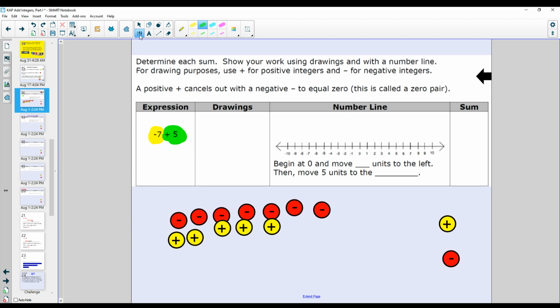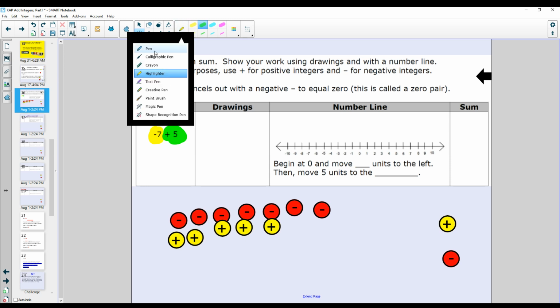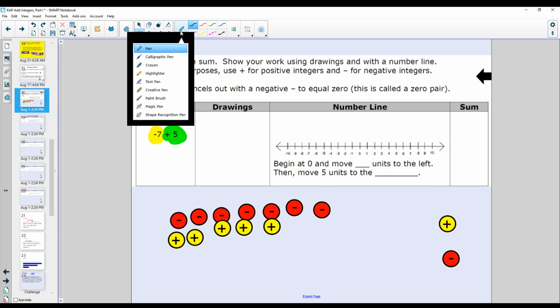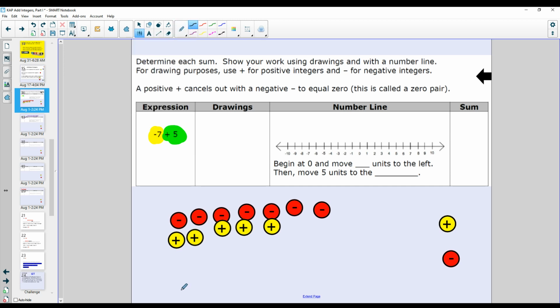There's something called zero pairs. What are zero pairs? It's when you have a positive with a negative. When you put a positive together with a negative, they cancel out and become zero pairs.